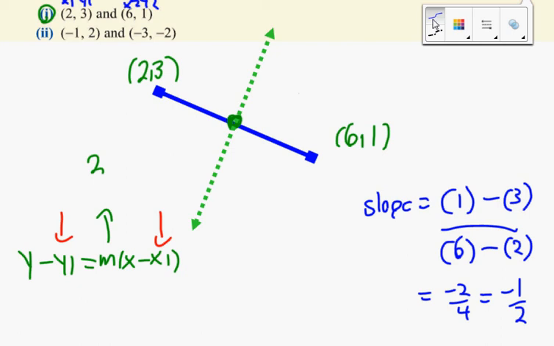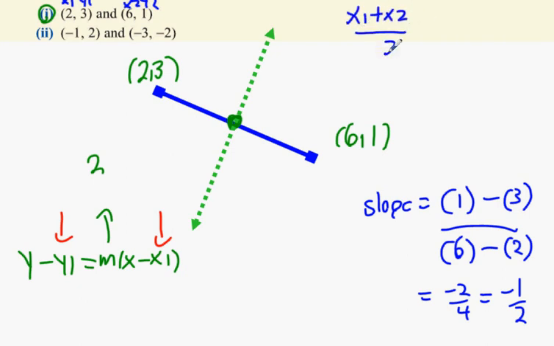So we'll find the, yeah, M is slope, and the best way to tell the difference is the slope only has one value, while the midpoint is a point, so it needs two values.